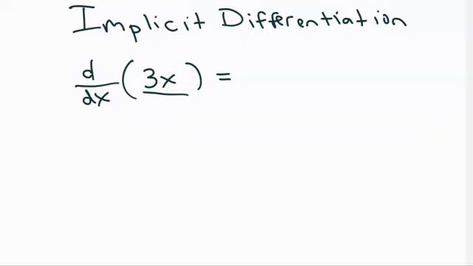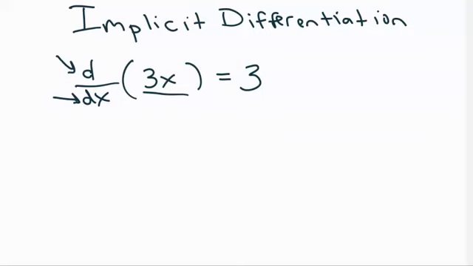But say we have something like this, d dx of 3x. So we kind of take for granted, because usually our variables line up, that what this is asking us to do is take the derivative of 3x with respect to x. So derivative of 3x, treating x as the variable, is 3.